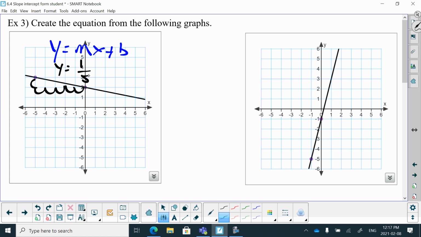And is it positive or negative? It's going downhill. That's right. It's negative, x. And what's the y-intercept? 0, 2. So what do I write here? Plus 0. Do I need a 0? No, just a 2. There we go. Negative 1/5 x plus 2. Is that all we have to do if we can count the slope? Yep. Okay, well, maybe you better do this next one here.